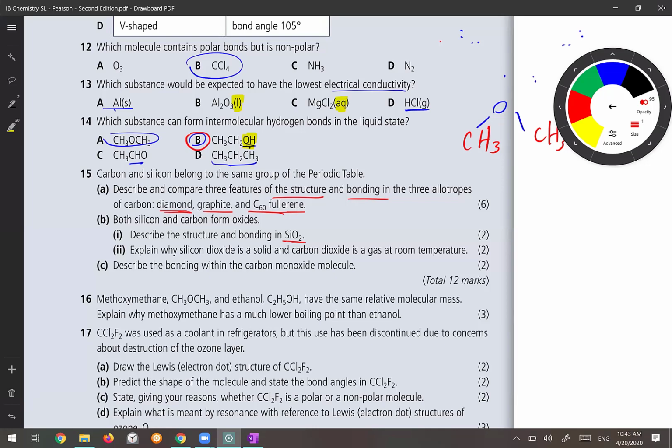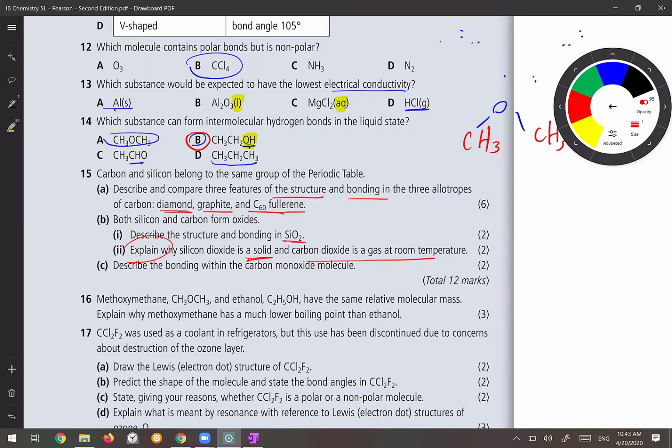Part 2 says silicon dioxide is a solid, but carbon dioxide is a gas at room temperature. Explain this one. Okay, who can explain this? Why is silicon dioxide solid but carbon dioxide a gas?